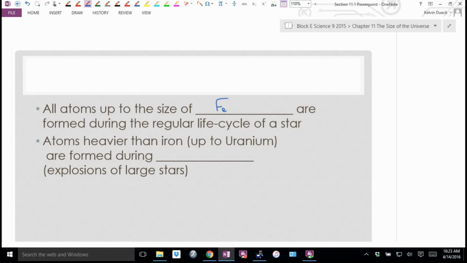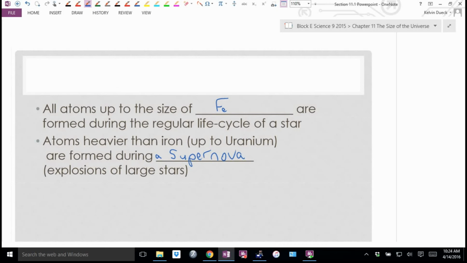Where'd the rest of the elements come from? The rest of the elements, everything after iron up to uranium, they're formed during a supernova. Massive, massive explosions of large stars. Remember I said that large stars have a shorter life cycle, but one of the cool things is they often go supernova, and that's what's given all of the elements on the periodic table up to uranium.